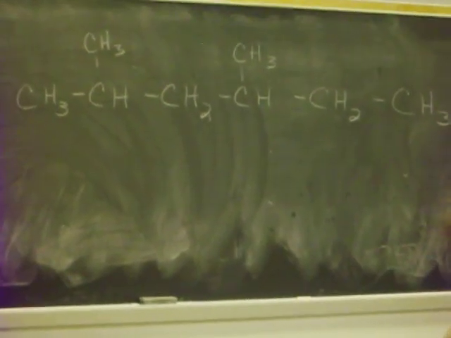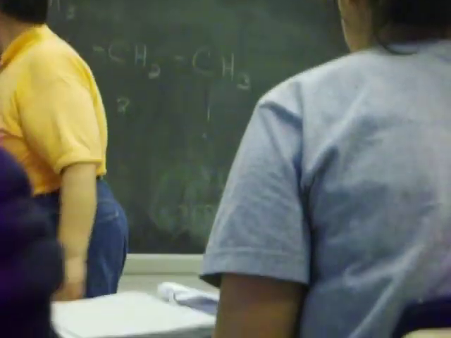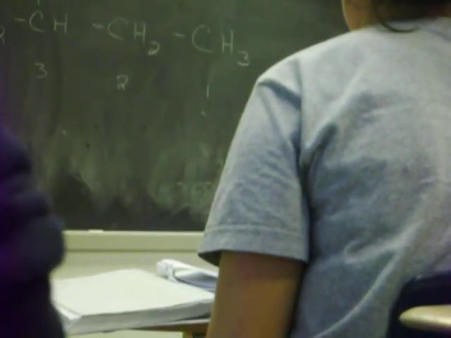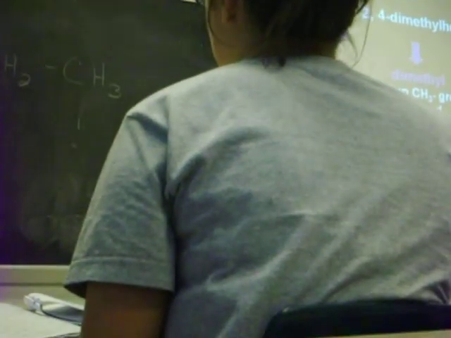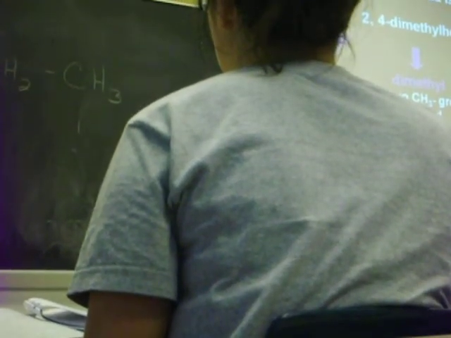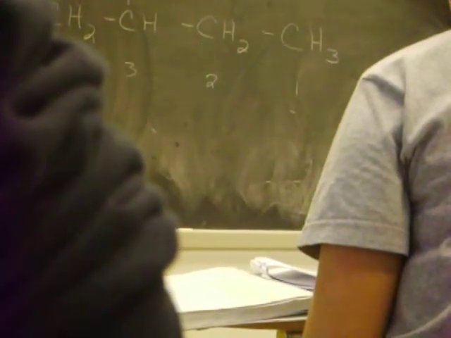Now, if you were looking at this molecule, you may have decided I want to number it from the right to the left. If I did that, how would that change the name? It would make it 3,5-dimethylhexane. And it would be wrong.